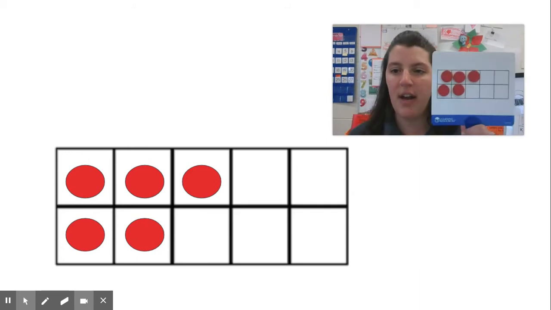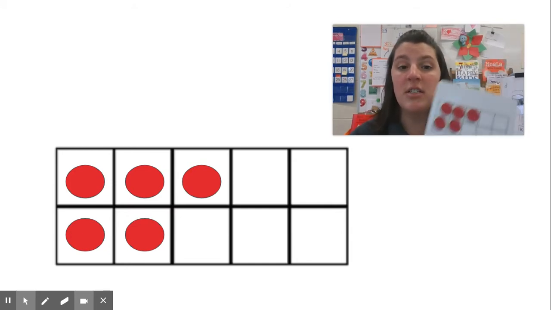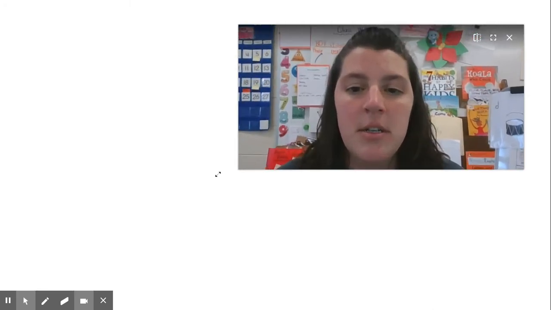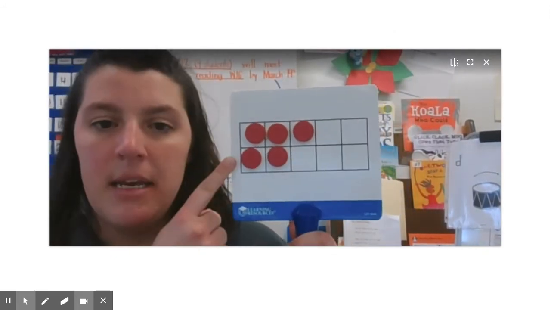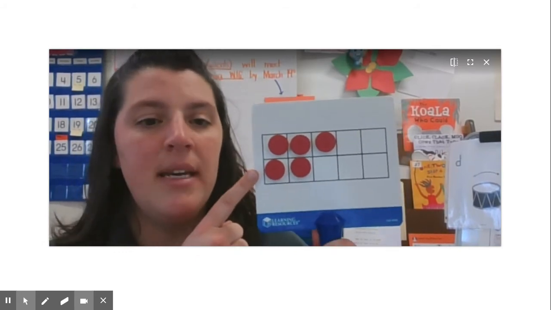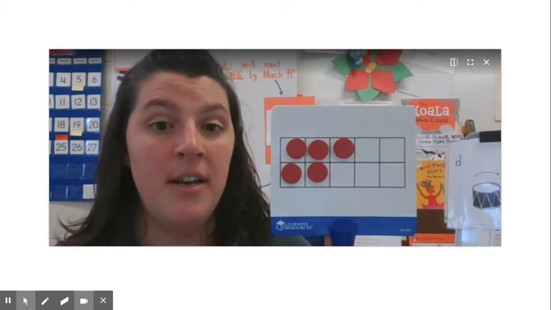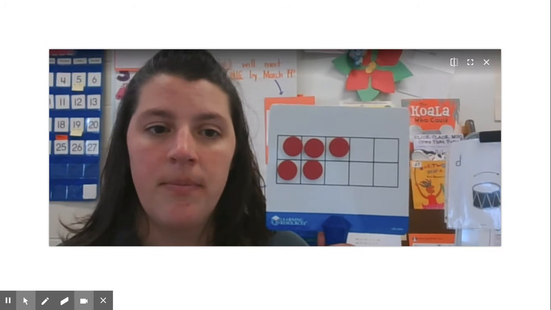That is 5. So now I want to share some of these strategies or ways people figured out how many more we would need to make 10. And what I'm going to do is make this nice and big so you can see my 10 frame. So we know we have how many? We have 5, and we want to make it 10. So one thing you might have done is to count the empty squares.